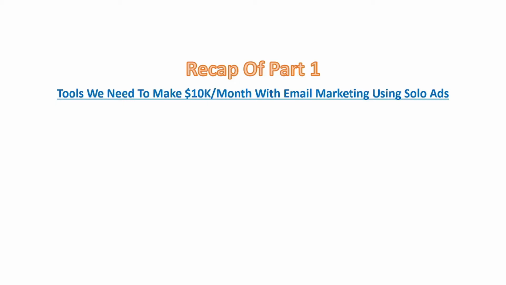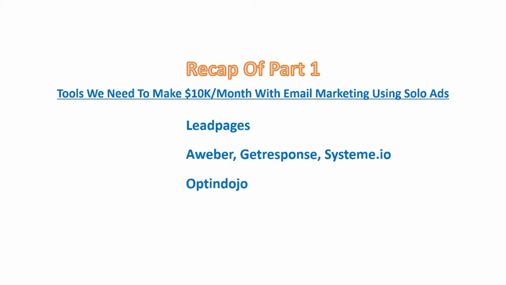Now, let's recap what we have talked about in part one of this training series. In part one, we discussed the various tools we need to make $10,000 per month with email marketing using solo ads. There are basically three types of tools that we will need: funnel building, autoresponders, and third-party tracking software. Under funnel builder, we require Leadpages, and under autoresponders, we require AWeber, Getresponse, and System.io. And the third and most important tool is the third-party tracking software, which is called Optin Dojo.